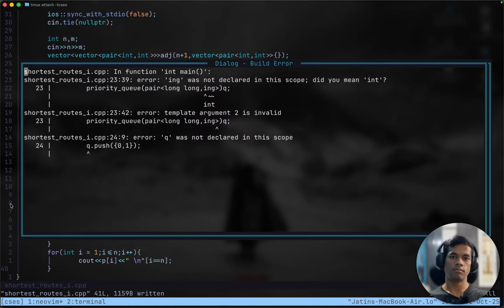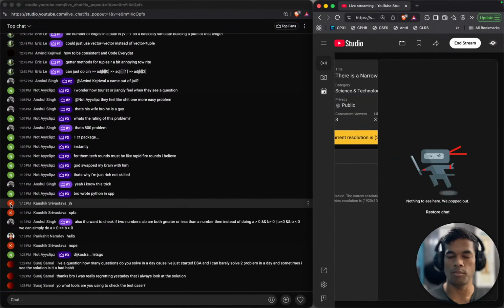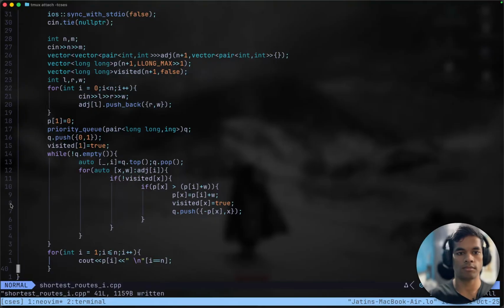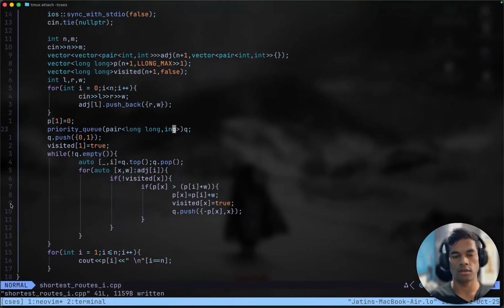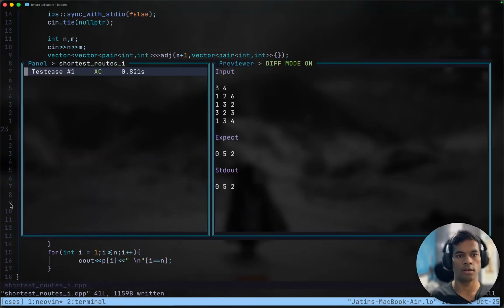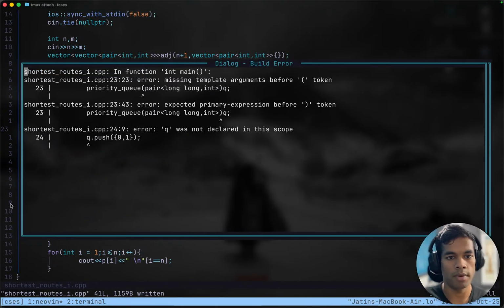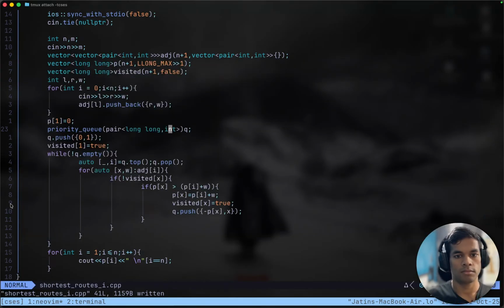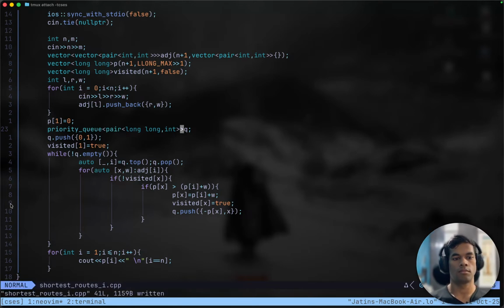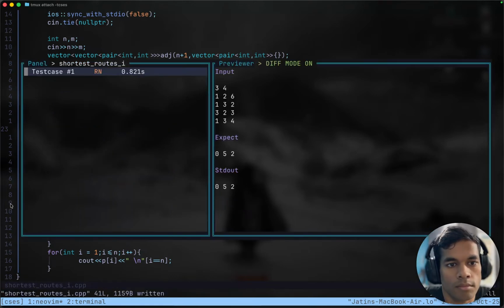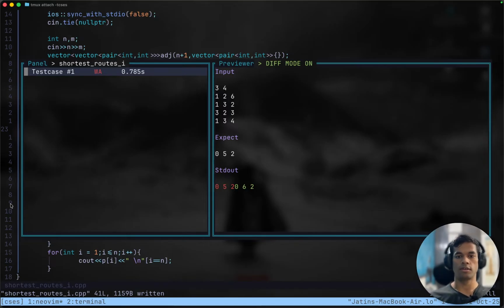It should have worked. There is a little typo at some point. If G, this has to be T, and how are the other things? Pair, Q, pair, long, int. Somehow, yes. Okay, wrong answer is bad.